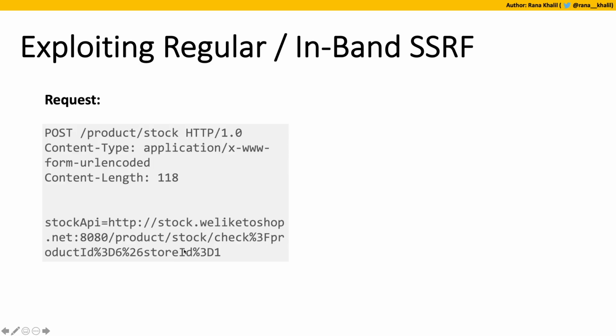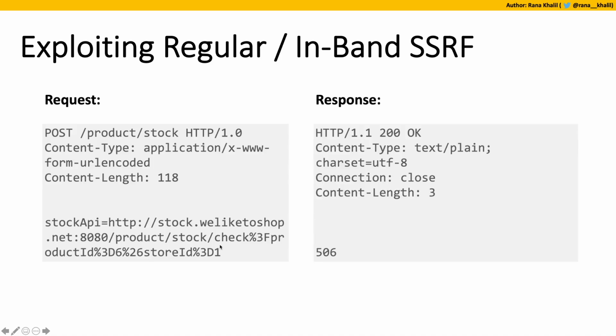Now, once the application receives this request, it processes the request and it provides back a response with the number of items that are available in stock. In this case, it's 506.